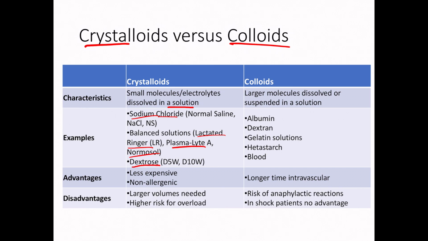Colloids, on the other hand, are larger molecules. They are dissolved and suspended in solution as well, and that can include large molecules that are proteins like albumin, or complex carbohydrates like hetastarch or dextran. Overall, albumin is the primary colloid and the one that we're going to talk the most about today.